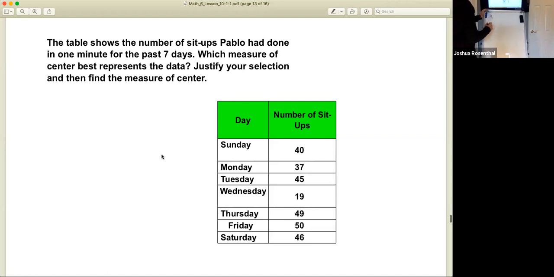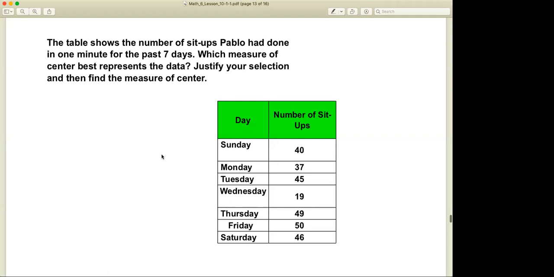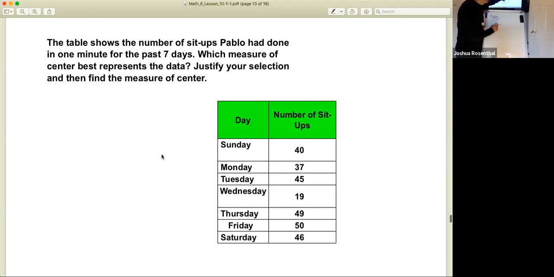19. Let's see, anything in the teens? No. Anything in the 20s? No. 30s? Yes. 37. See how I do that? 30s, that's the only one. 40s. 40, 45, 46, 49. Looks like mostly in the 40s. And then one in the 50s. Then what I do is I check how many data points to make sure I got them all. It's 7 days, right? So it's 7. 1, 2, 3, 4, 5, 6, 7. Okay, that's all the data points.